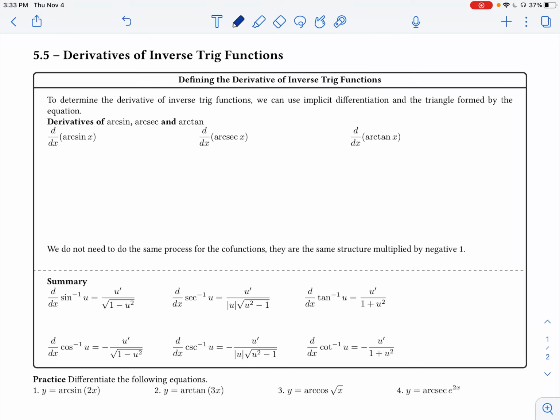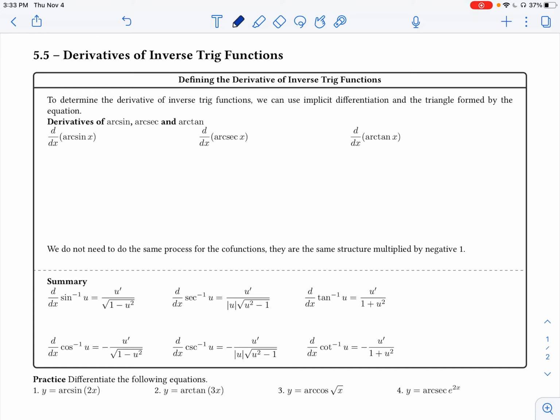Okay, let's talk about finding the derivatives of inverse trigonometric functions. As a baseline, something that's going to be really important for you to understand before coming into this lesson is the domain and range of inverse trig functions. If you haven't had a chance to go through that, I encourage you to stop the video right now and click on the linked videos below, which are my lessons covering the pre-calculus of inverse trigonometric functions.